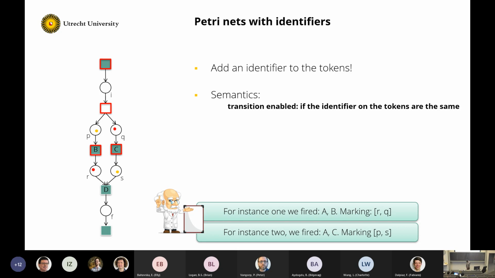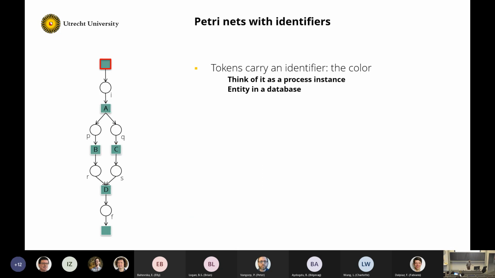And we just say, well, a transition is only enabled if the colors are the same, the identifiers are the same. So this solves the whole problem of mingling all those cases. Problem solved, you would say. Well, the problem is this is as expressive as classical workflow nets. So why would you add colors if it's as expressive? What does it add? If it doesn't add any expressivity, why would you like it? So we need to look a bit further.